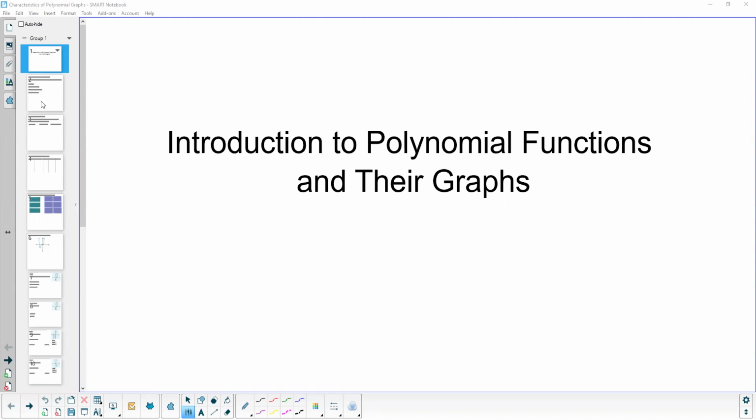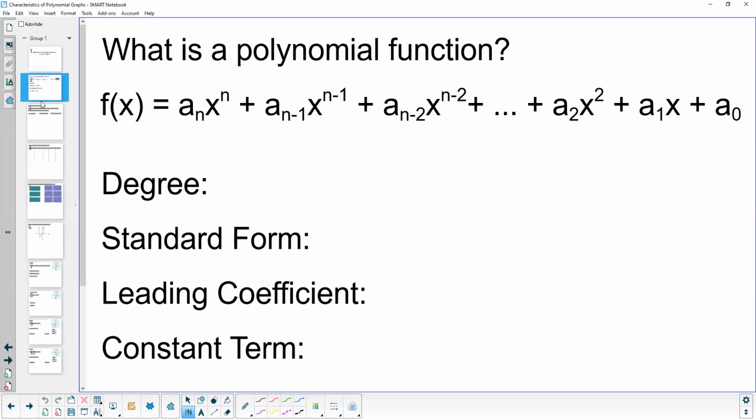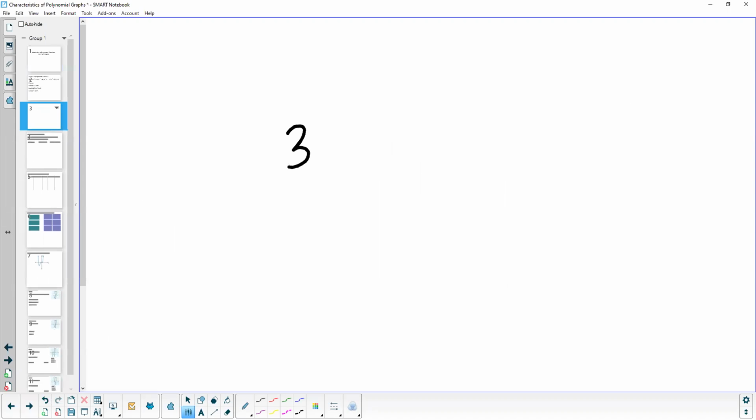So let's take a look by starting with polynomial functions. So what is a polynomial function? Well, a polynomial function is a function made up of a bunch of monomials. So monomials are small pieces that involve a coefficient, so sometimes that's a number, a variable, and that variable is raised to some sort of exponent.